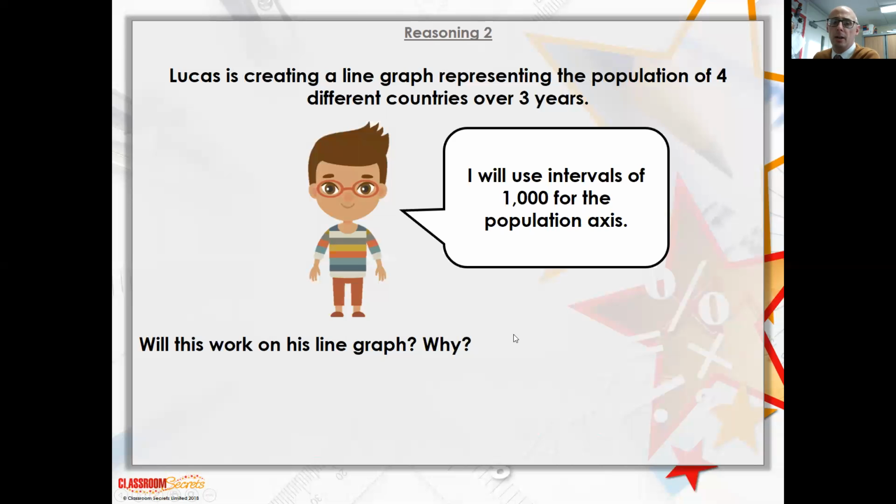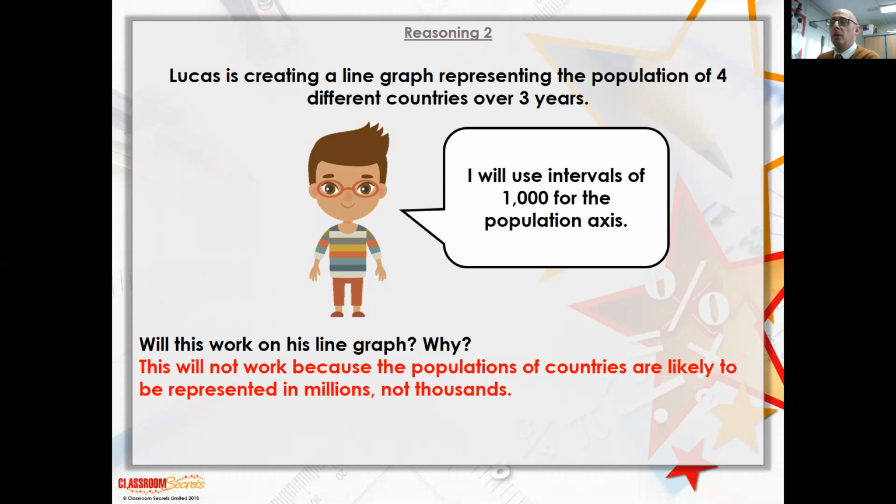Thinking about populations, we normally measure populations of countries in millions, and I don't think thousands are going to be enough. It's not going to work because populations of countries are likely to be represented in millions, not thousands. And if a million is 1,000 thousands and the population is, say, 5, 6, 7 million, that's going to be a very tall graph, isn't it?